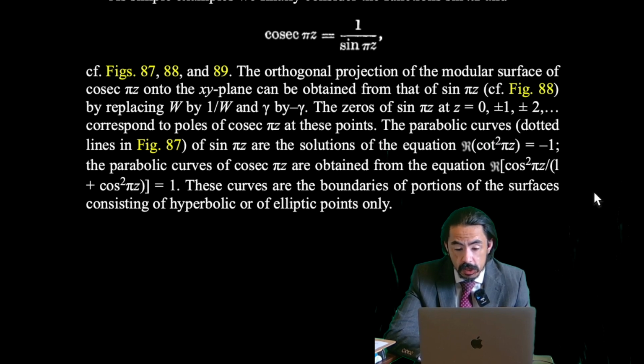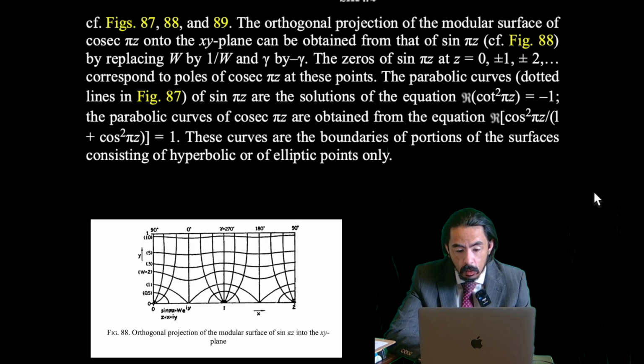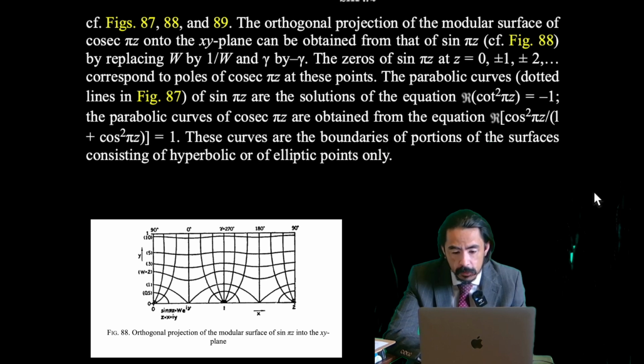The orthogonal projection of the modular surface of cosecant of pi of z onto the xy plane can be obtained from that of sine of pi of z. And we can see this in figure 88. Maybe I'll splice that on screen. By replacing capital W by 1 over capital W and lowercase gamma by negative gamma, the zeros of sine of pi of z at z equals 0, plus or minus 1, plus or minus 2, etc., correspond to poles of cosecant of pi of z at these points.